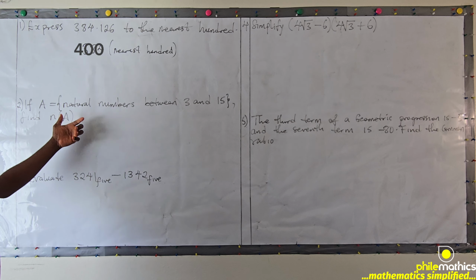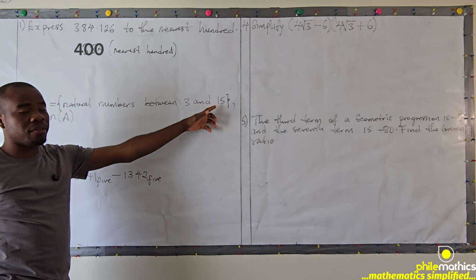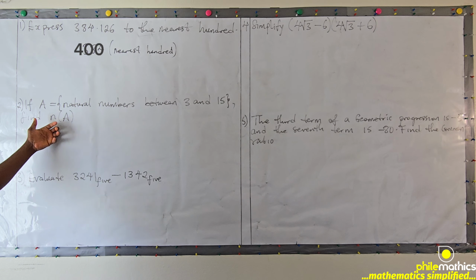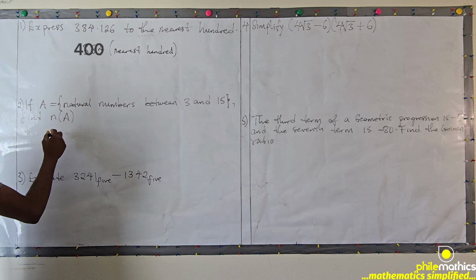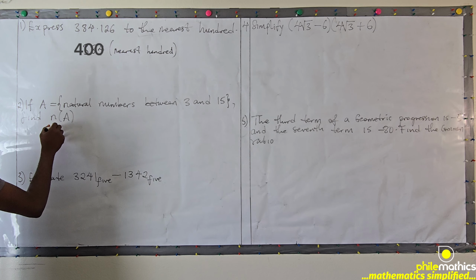Question 2 says, if A is in natural numbers between 3 and 15, find the cardinality of A. How many elements are in A? So we want to pay attention to this word between. Between means 3 and 15 are not included. And so you want to look at those elements in A.